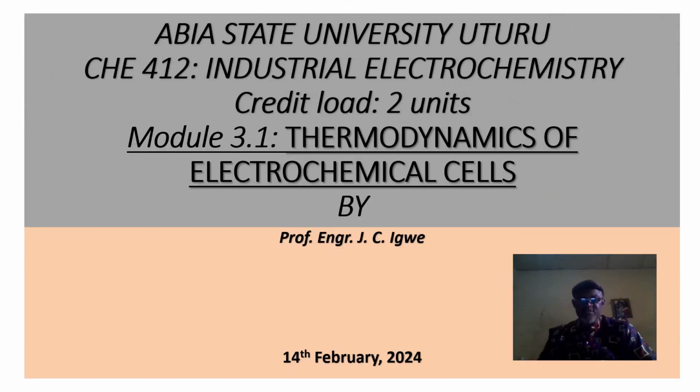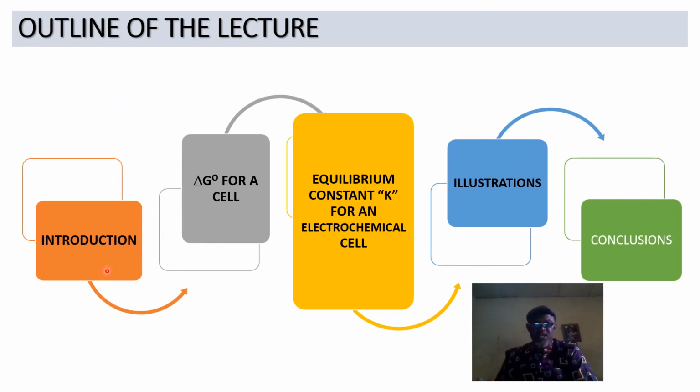Welcome back to class, module 3.1, Thermodynamics of Electrochemical Cells. That's what we are going to look at in this module 3.1. We'll look at the introduction, we'll look at standard Gibbs free energy, that is delta G naught for a cell. We'll look at the equilibrium constant for an electrochemical cell, some illustrations, and we conclude.